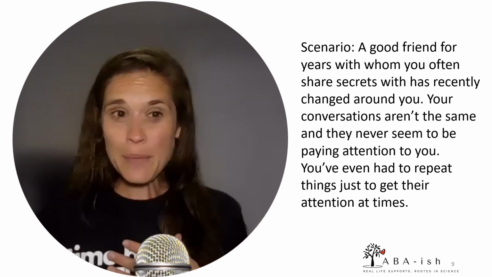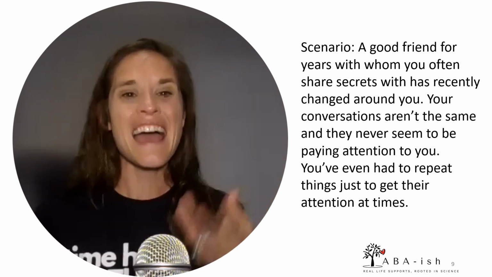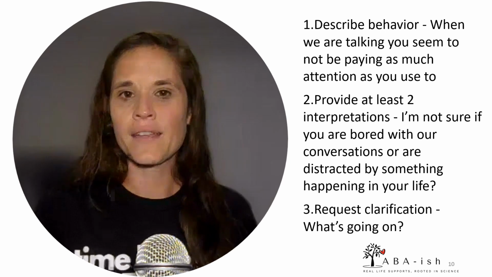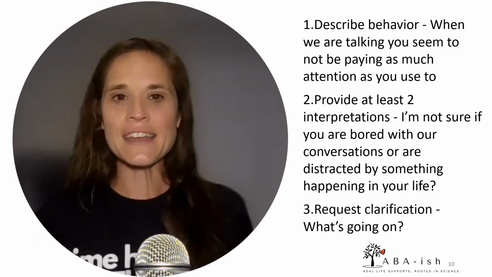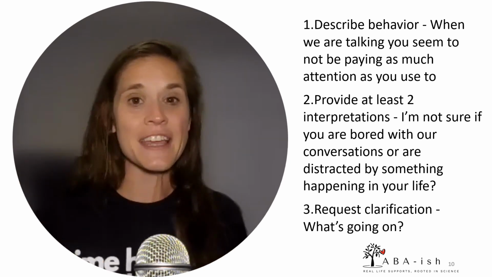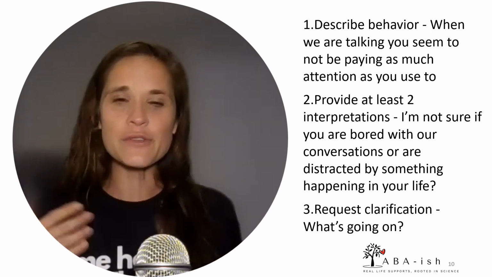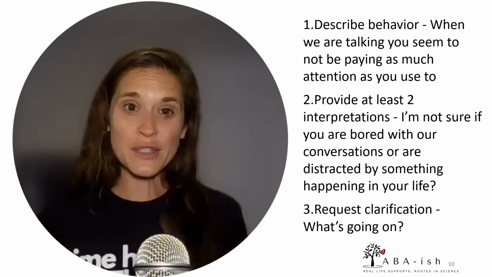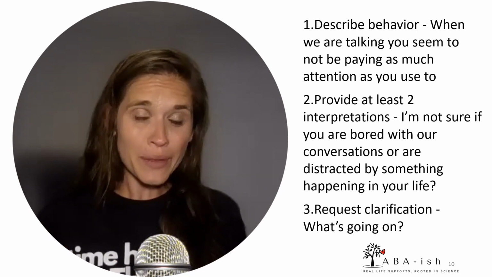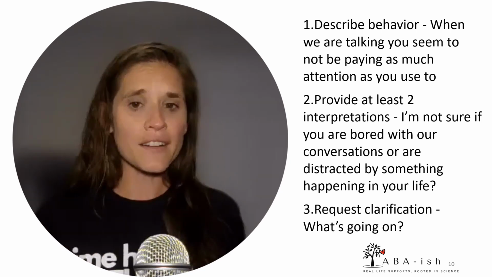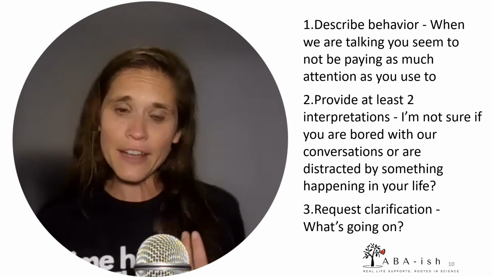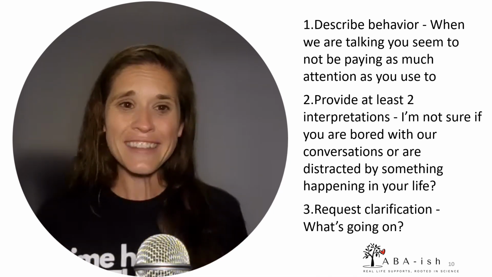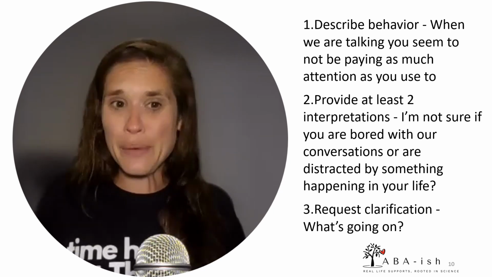So, on a piece of paper with a partner, however you want to do that, first describe the behavior, give your two interpretations, and then request clarification. An example of what that might look like is the student might describe the behavior by saying, "When we are talking, you seem not to be paying as much attention as you used to." Their interpretations could be, "I'm not sure if you are bored with our conversations or is there something distracting you in your life?" Requesting clarification, they could ask their friend, "So what's going on?"